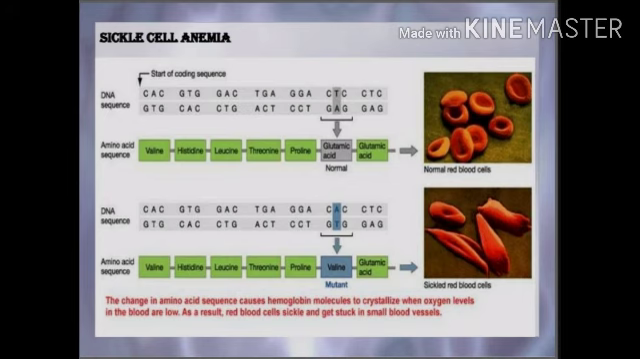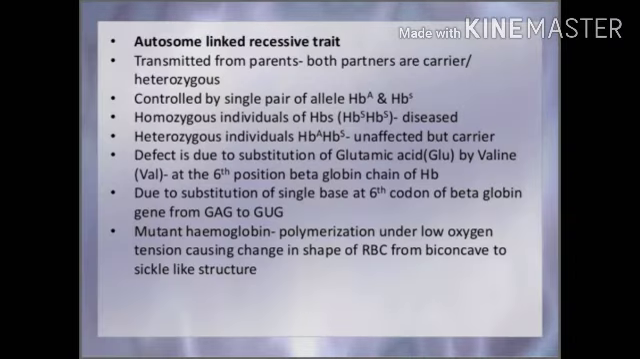Now, sickle cell anemia. In sickle cell anemia, the change in the amino acid sequence causes the hemoglobin molecule to crystallize when oxygen levels in the blood are low. As a result, red blood cells become sickle shaped and get stuck in the small blood vessels. Sickle cell anemia is an autosomal recessive trait that is transmitted from the parents.